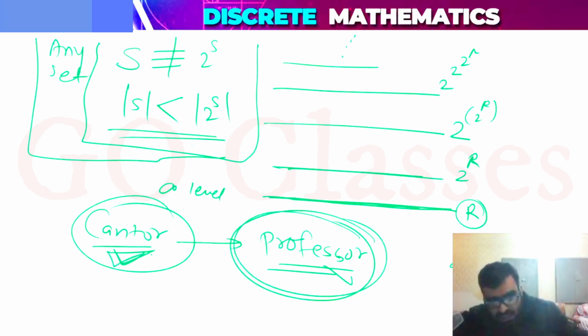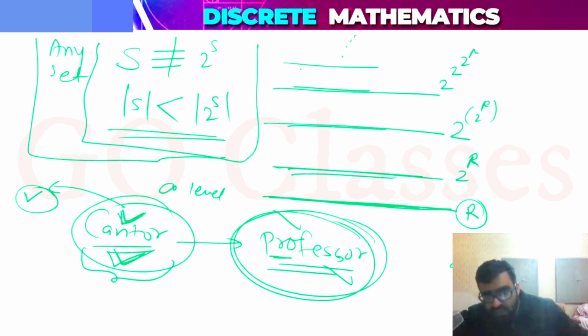Now this Cantor said that no, there are levels in infinity. There are categories in infinity. One infinity is greater than another infinity. So actually this professor basically did not accept it. So this Cantor had his results. He wanted to publish, but this professor did not allow him to publish. Okay, and hence Cantor had to go to some other professor, and that professor allowed him to publish. Finally Cantor published his results, and so on. So this is the story. You can see Cantor proved that there are different levels of infinity.